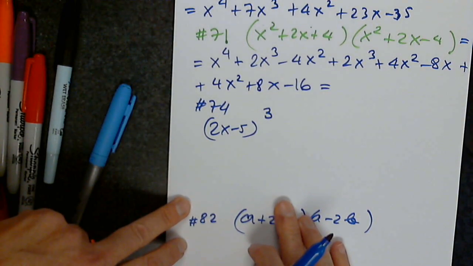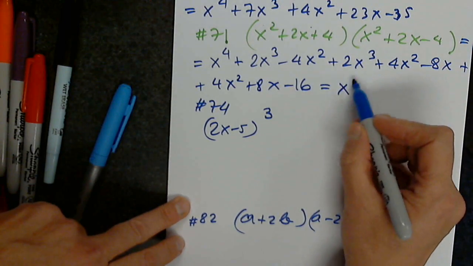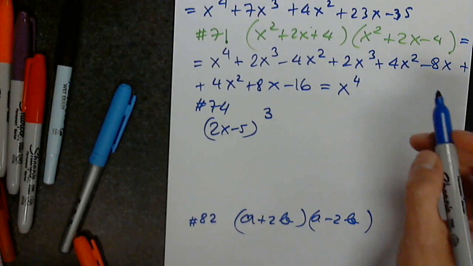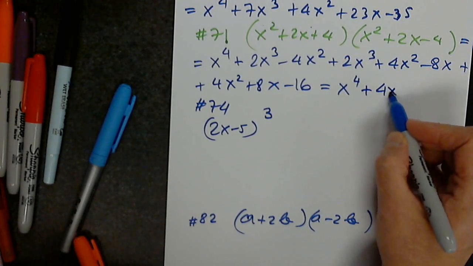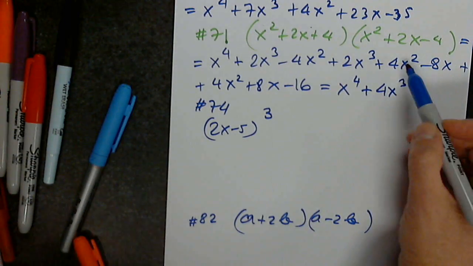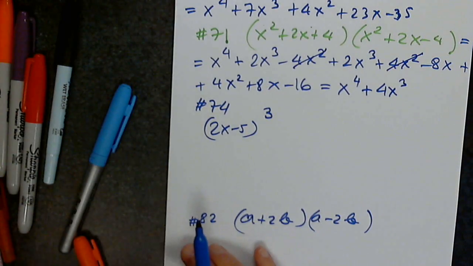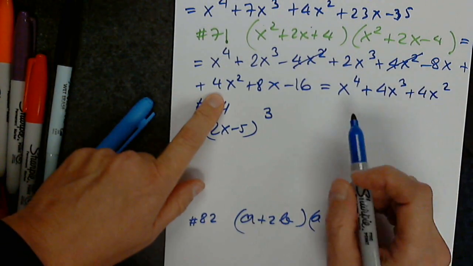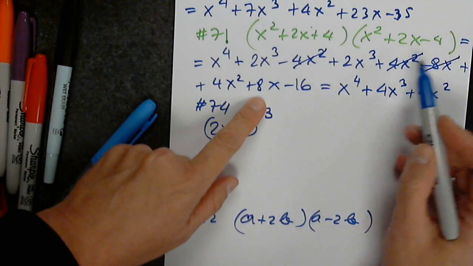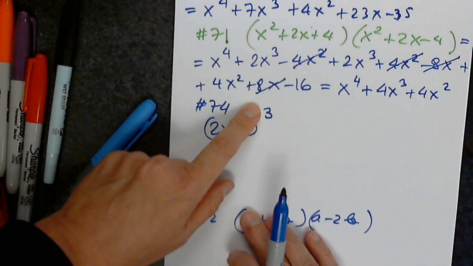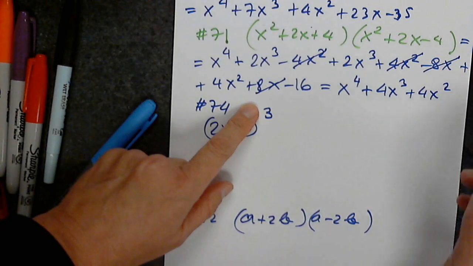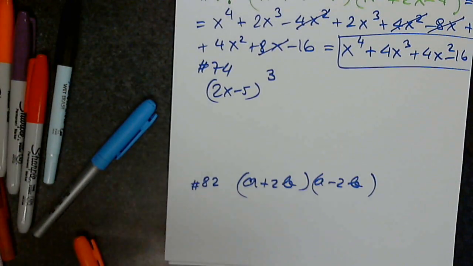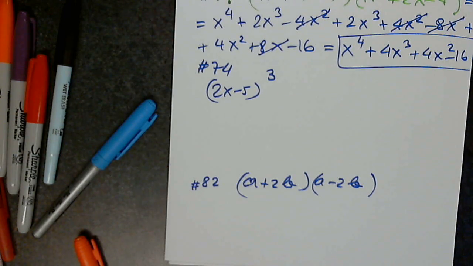Since the degree of this polynomial is four, I have to start with x to the fourth, which is by itself. And then I have plus 4x to the third. And then these two happen to go away. And plus 4x squared. And these happen to go away. Minus 16. Good. Now let's work on 2x minus 5, everything to the third power.